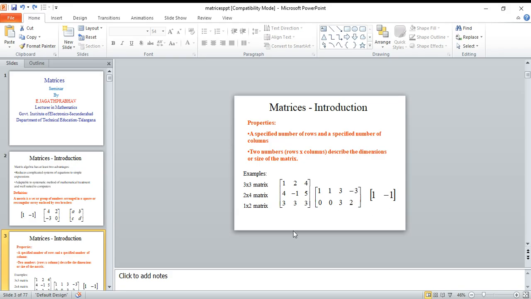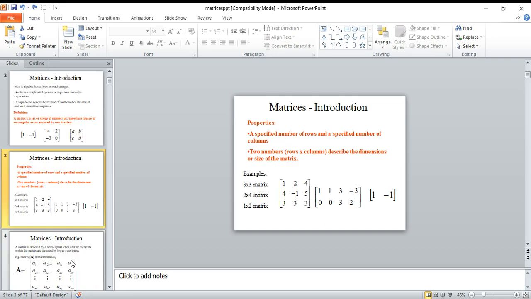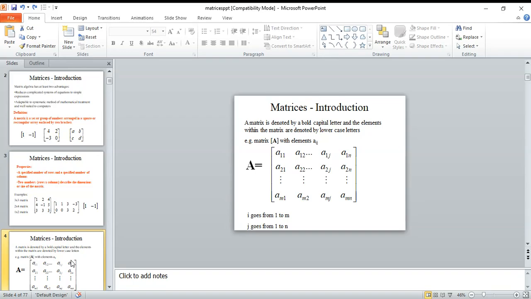See the last example, a 1 by 2 matrix. The matrix has only one row and two columns. The row is 1, minus 1, and the two columns mean 1 is the first column and minus 1 is the second column. So this is the size of the matrix. Is that clear?